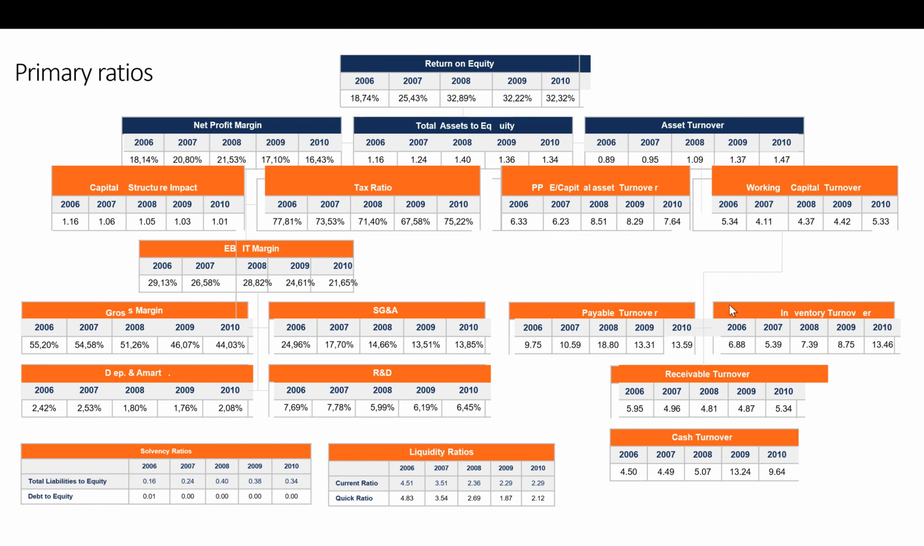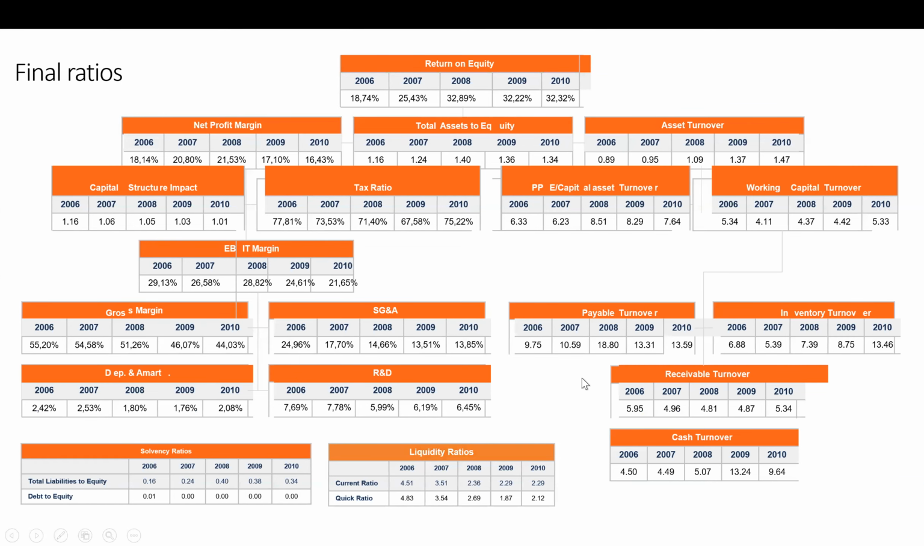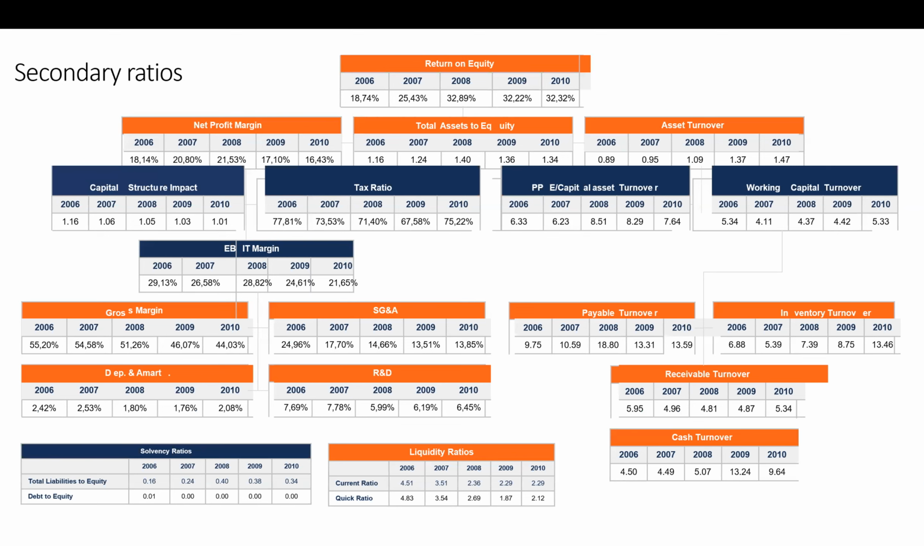Then next we'll move to secondary ratios. So what are secondary ratios? These are subparts of these primary ratios, which are the capital structure impact ratio, tax ratio, PPE to capital asset turnover ratio, working capital turnover ratio, and EBITDA margin ratio, right? This is the second level of ratio analysis, which is called secondary ratio analysis.